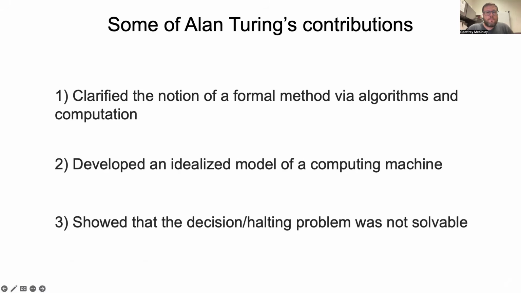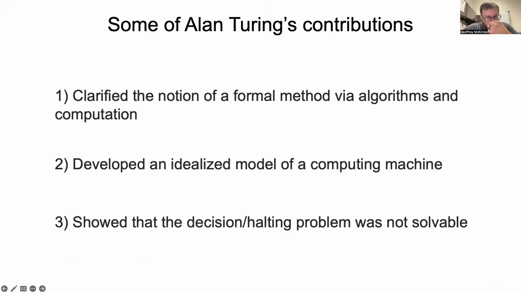And so, to get back to Alan Turing, some of his contributions: one thing he did is he clarified the notion of a formal method via algorithms and computation. He also developed an idealized model of a computing machine, which is known as the Turing machine. And then he also showed that the decision halting problem was actually not solvable. So there is no way to tell whether something is solvable or not. There are just some problems that are simply not computable, and there's no way to tell.